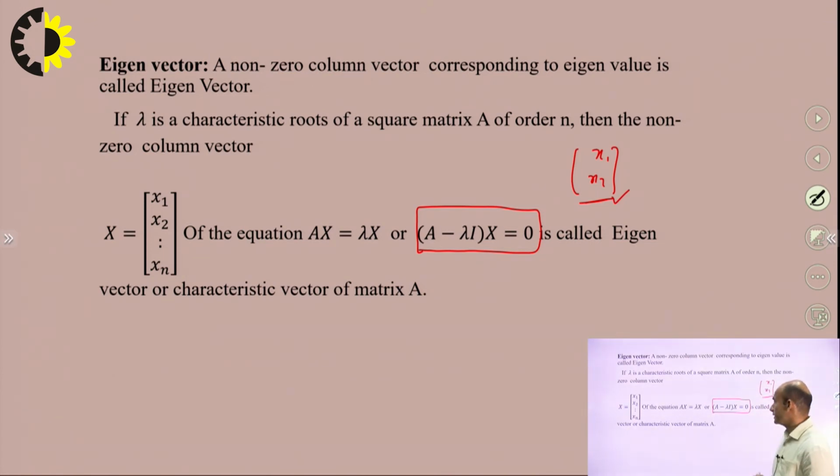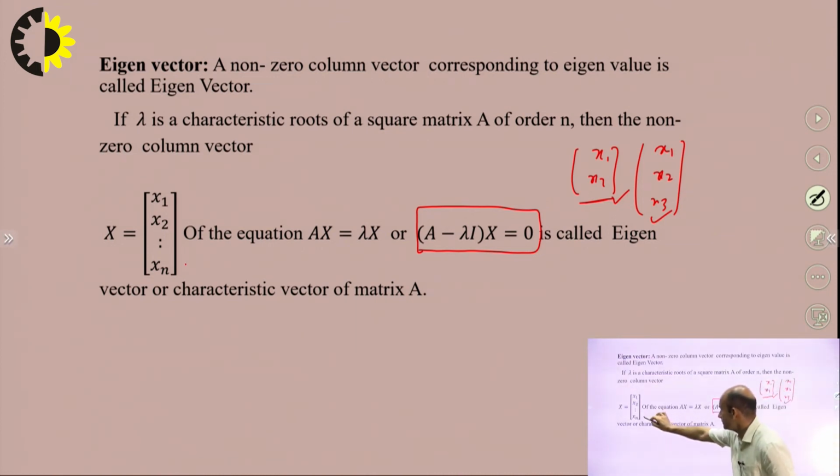If we have a matrix A of order 3, then we get a vector which is x1, x2 and x3. So, this is the eigenvector. Suppose we have a matrix A which is of order n, then we get the eigenvector x, and this is the eigenvector corresponding to eigenvalue lambda, which is the solution of this equation. This is known as the eigenvector, or we also call this one the characteristic vector.